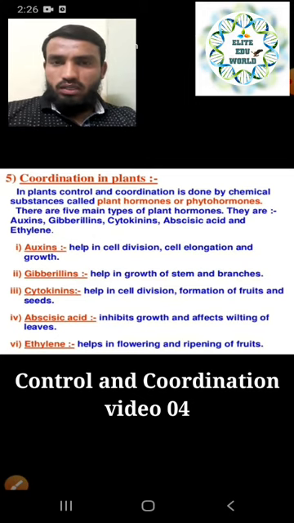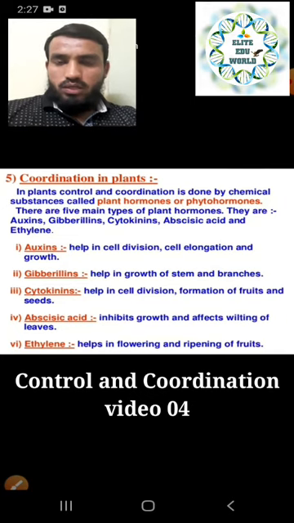The plant releases the auxin hormone in that area, so in that particular area the plant will grow faster. That is also a part of coordination in the plant, how they control movement, whether which part of the plant will grow faster and which part doesn't need more growth, because of this auxin hormone.